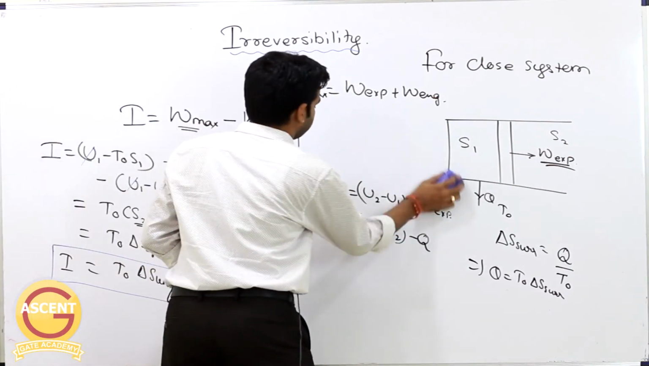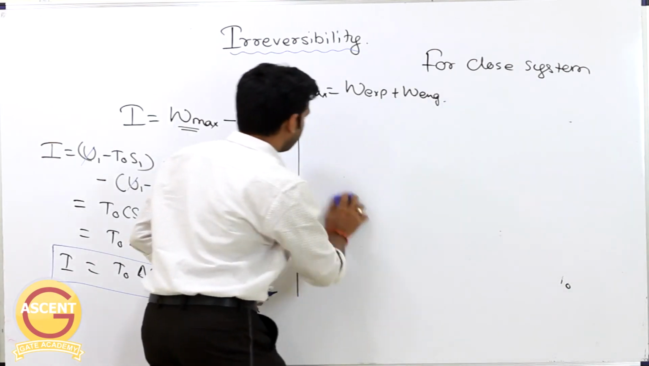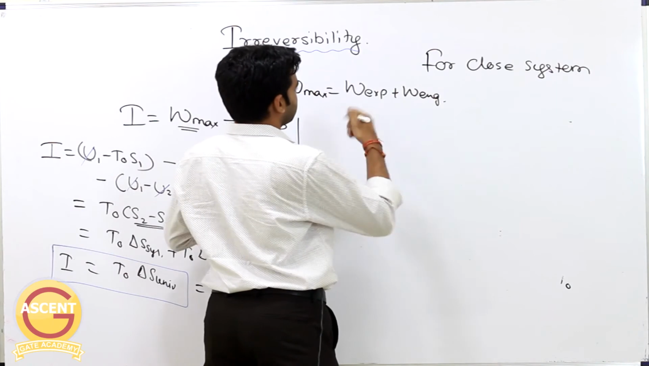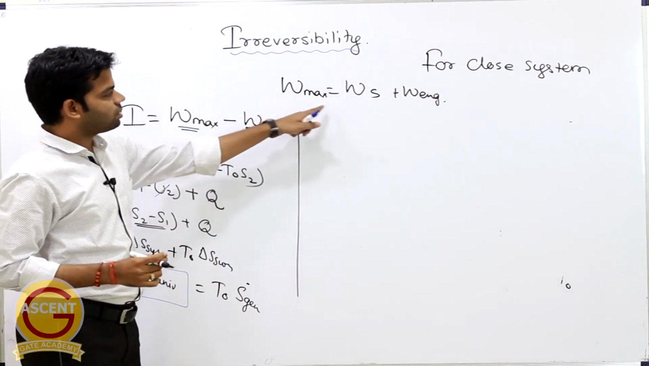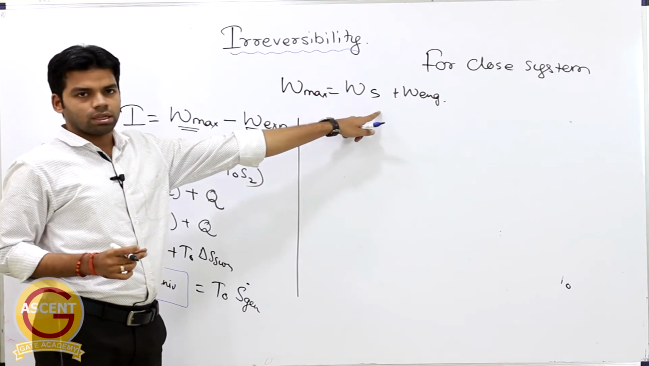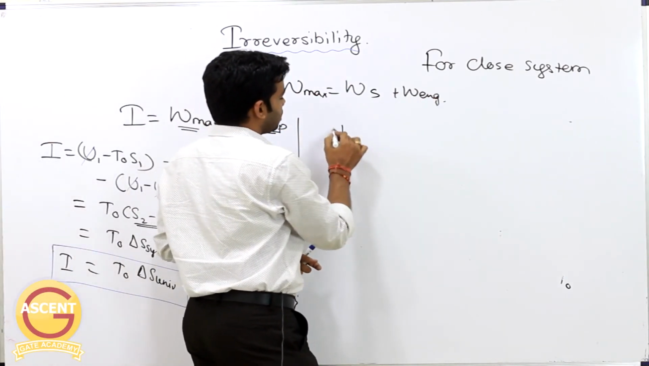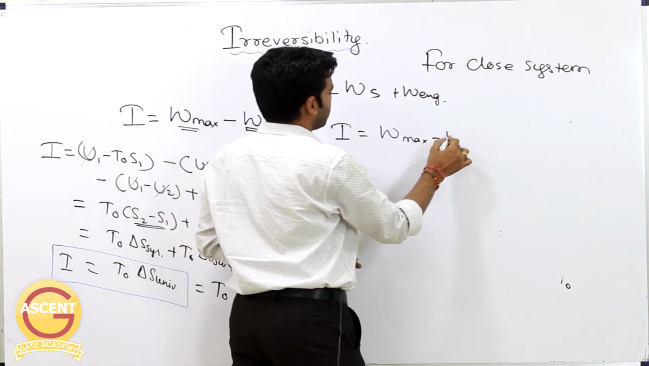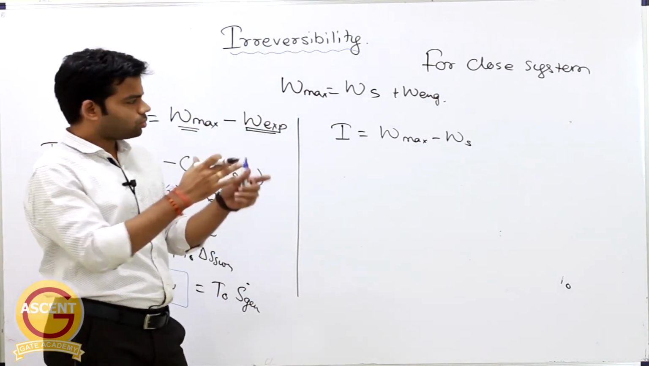Obviously, this W max will be equal to W shaft plus W engine. For open system, just remember that W max will be equal to W shaft plus W engine. Now again this engine has to be subtracted, so the irreversibility for open system will be equal to W max minus W shaft. That is nothing but irreversibility. So just put the value and you will get it.